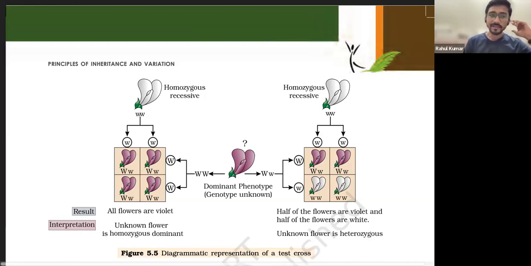Anyone who knows, I think in your school this must have been done. What is the difference between a test cross and a back cross, people? Anyone who has done it? Test means to test a genotype. What does back mean? Back cross is not done in our school. Not dominance.